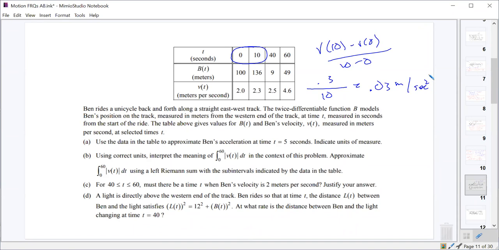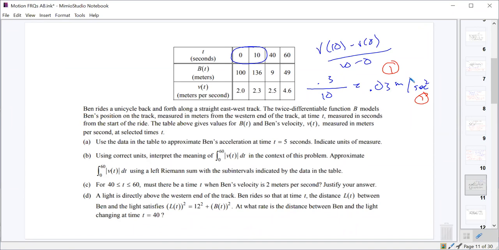And that is just worth 1 point. And at the very end of the problem, it says if you had the correct units in either A or B, you get a point. So 1 point for the 0.03 and 1 point there for the meters per second squared. If you didn't have the right units in A, but you had the right units in B, then you'd get the points for it in B and still get that 1 point.